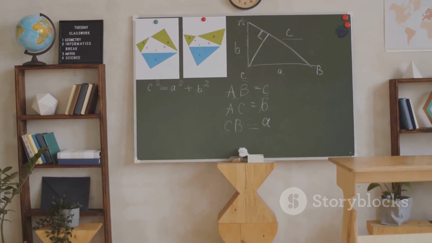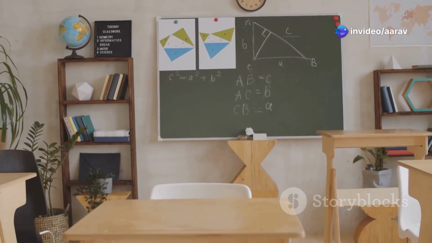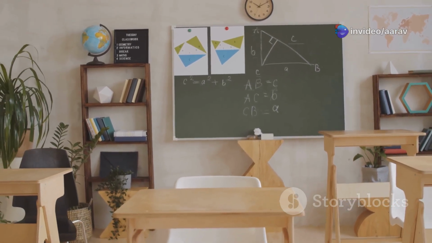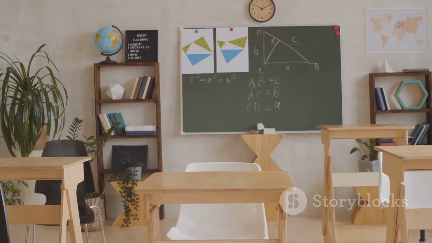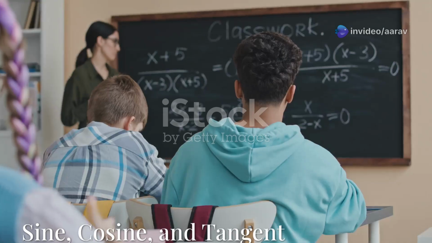Both degrees and radians are useful in different contexts. Degrees are commonly used in everyday life, while radians are more prevalent in advanced mathematics and physics. It's like using centimeters to measure the length of a pencil and kilometers to measure the distance between cities.